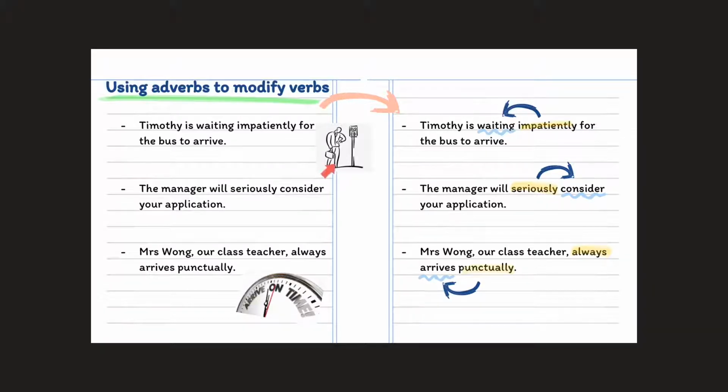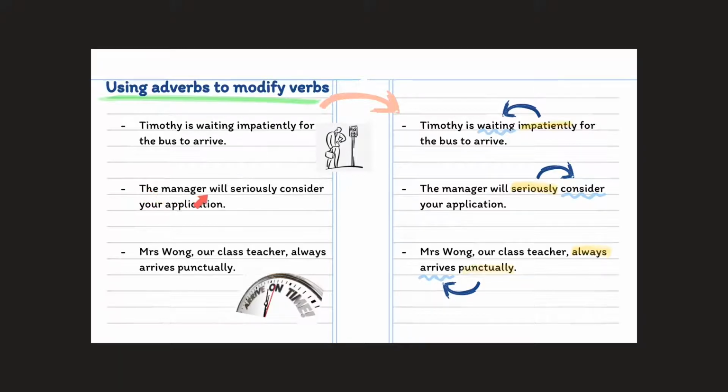Take a look at Timothy. Timothy is waiting impatiently for the bus to arrive. So we are using the adverb impatiently to modify the verb waiting. We are not talking about how impatient Timothy is, but we are describing how the verb is performed. Maybe the word impatiently suggests that Timothy is impatient, but as an adverb we are using it to modify verbs. So in the sentence we are actually describing how the action of waiting is being performed. It is being performed impatiently.